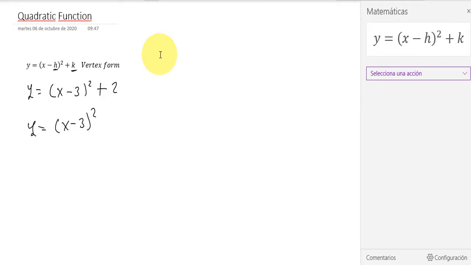What does it mean? I have a shift where, remember, always what is inside the parentheses is going to tell me if I am moving left or right. Now, if this number is negative, I am moving to the right. If this number is positive, I am moving to the left. Let's use GeoGebra to see how the parent function looks with this shift.